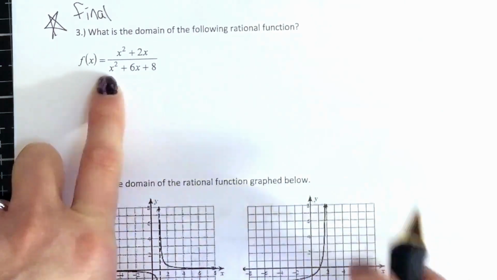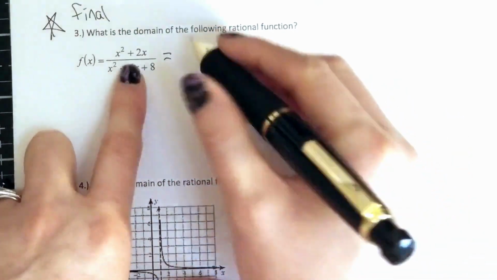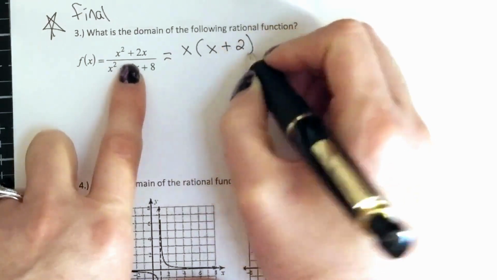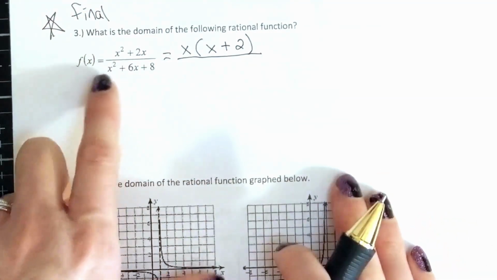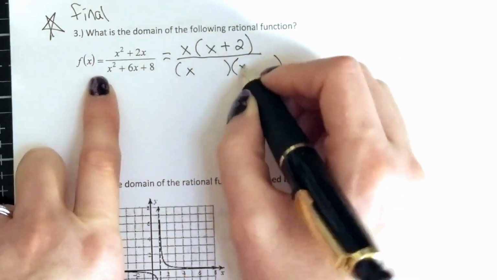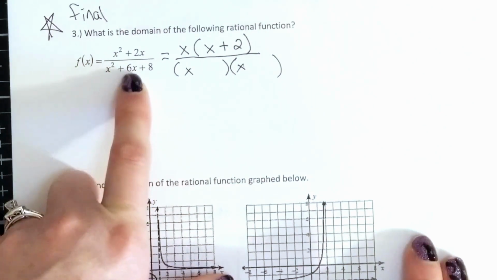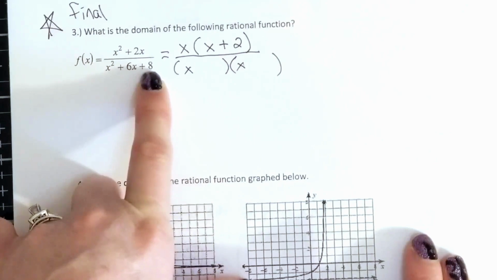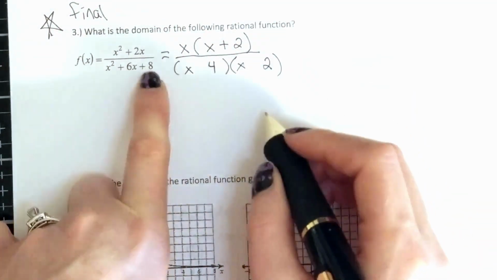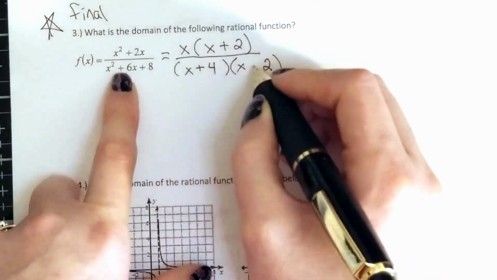Before you would do that, I would simplify. So on the numerator, I can take out an x. So I'm just factoring here. So I get x plus 2. On the denominator, let's try to factor this thing. So we'll put our x's in the front. We need to figure out what times to 8 and adds to 6. So 4 times 2 is 8. 4 plus 2 is 6. So I know I'm going to use a 4 and a 2. This tells me the signs are the same. Both signs are going to be positive.